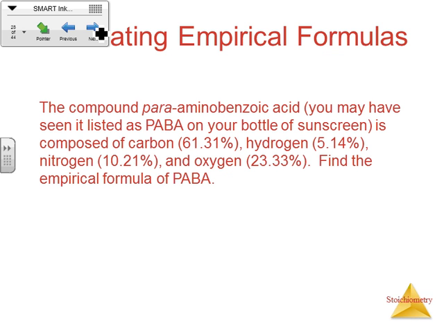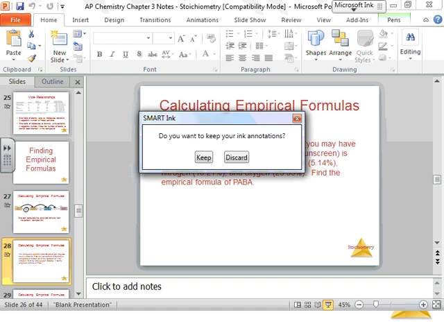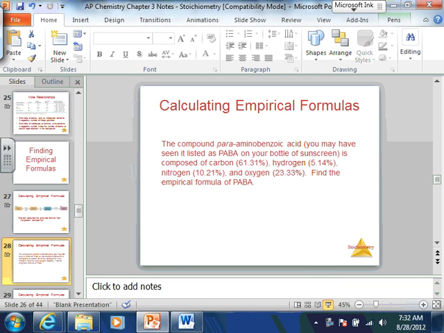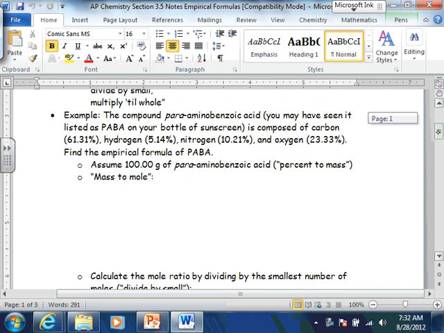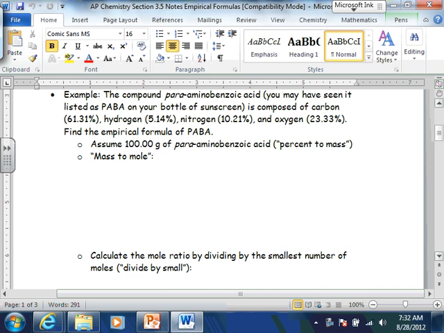But here's how this works. Actually, I'm going to show this to you on the handout that you have because it's more step-by-step on there. So the compound para-aminobenzoic acid, PABA, P-A-B-A, it tells the percent composition of that. We've got four things in there: carbon, hydrogen, nitrogen, and oxygen. And we want to know the empirical formula of it. So it's giving us percentages here.